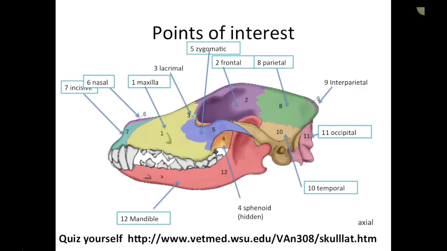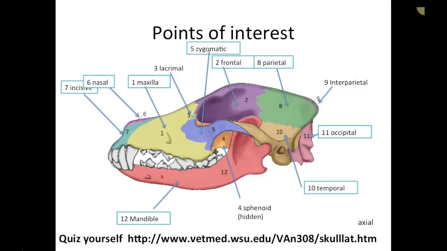Points of interest. Okay, so this is a good one to get to know. Oh, and I just realized I did not check that link to see if it still works. But this image in particular, as my students, is a really good image to get to know because this describes essentially most of the bones that we're going to talk about in the skull. And I can go through each of them with their interesting little components.